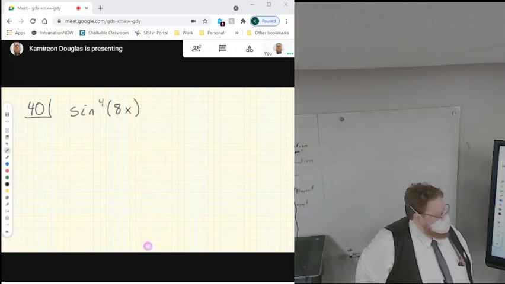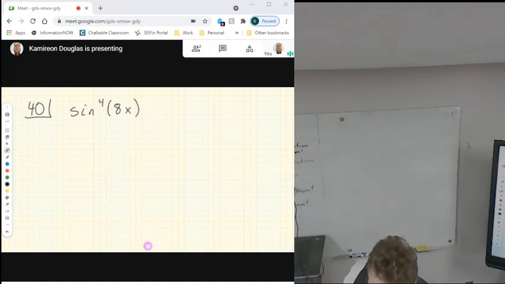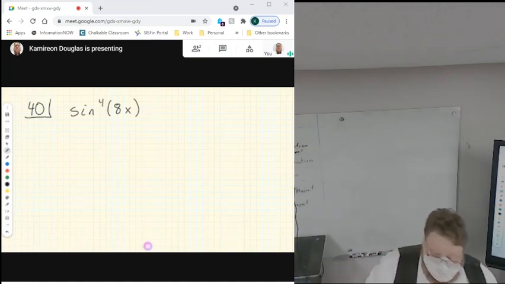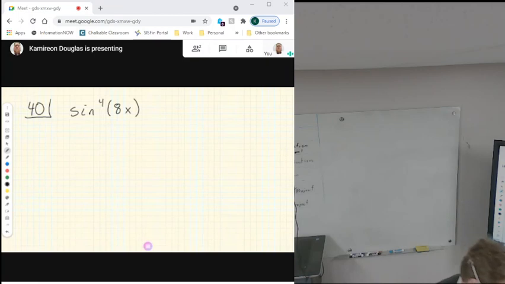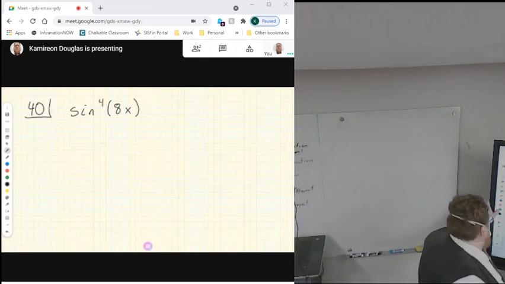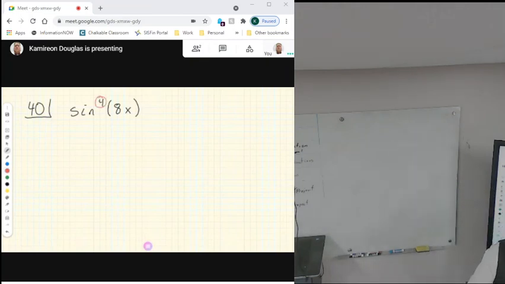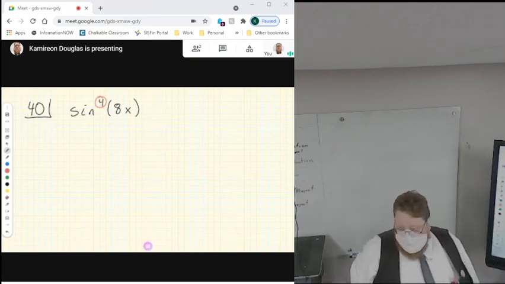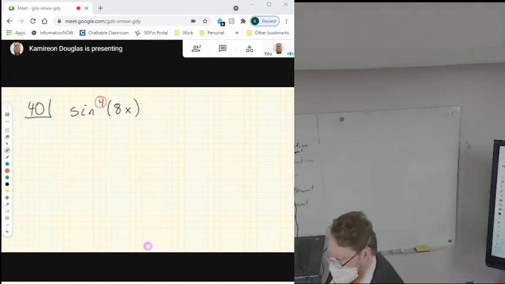Ready? So we have in total 3 sets of formulas from this section. We have the double angle formulas, the half angle formulas, and the reduction formulas. In this problem, the instruction states, for number 40, rewrite the expression with an exponent no higher than 1. So the issue with this problem is this 4. Since it's a power, I'm going to use the reduction formulas to fix it.